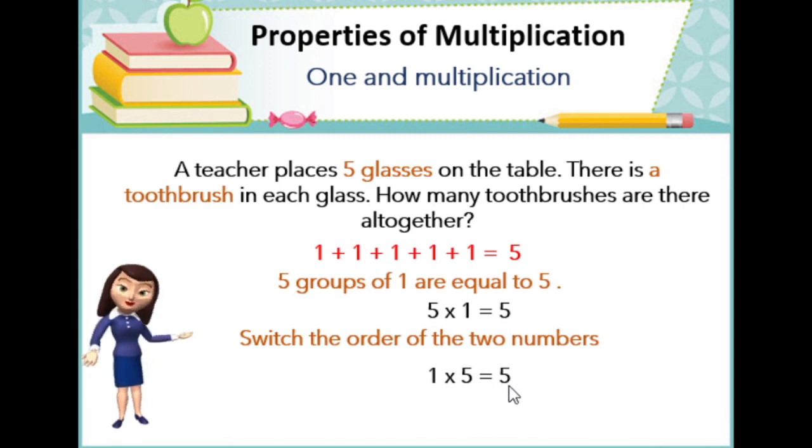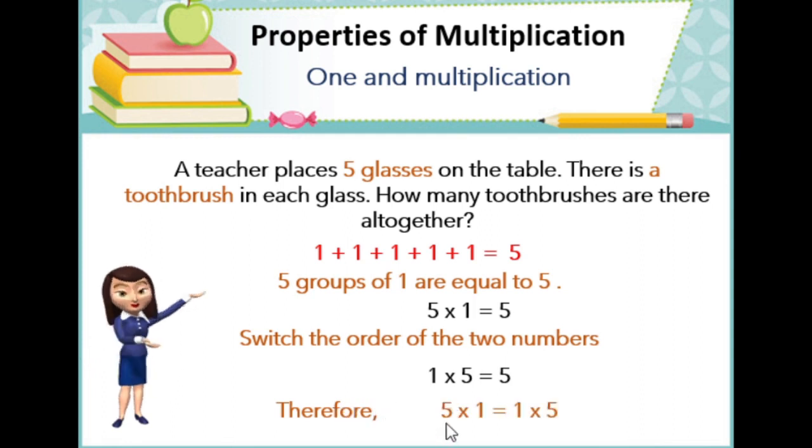That means any number multiplied by 1, the answer is the number itself. Even if it's 1 times 2, the answer is 2. 100 times 1, the answer is 100. Any number multiplied by 1, the answer is the number itself. Therefore, 5 times 1 is equal to 1 times 5. Okay?